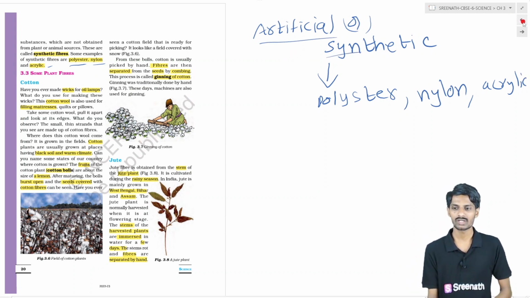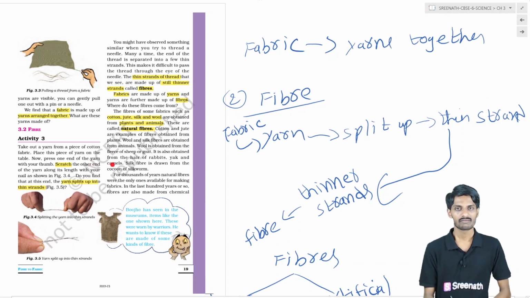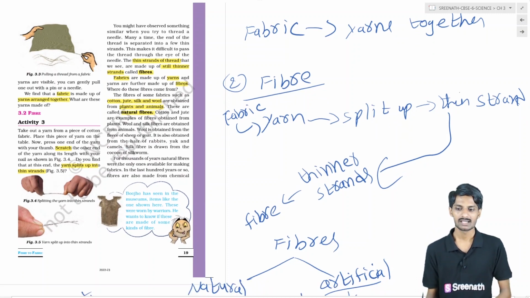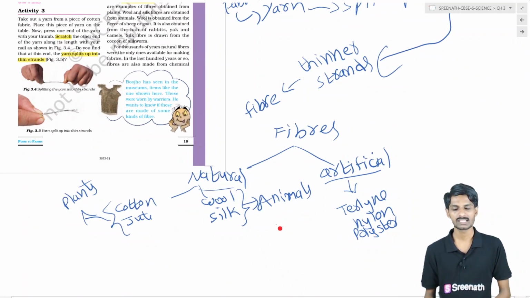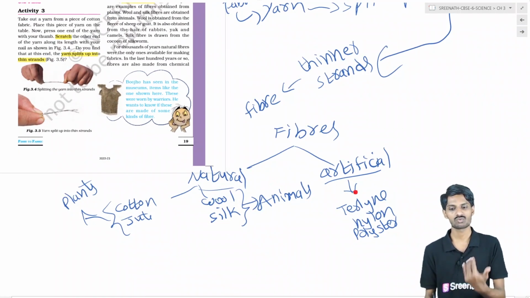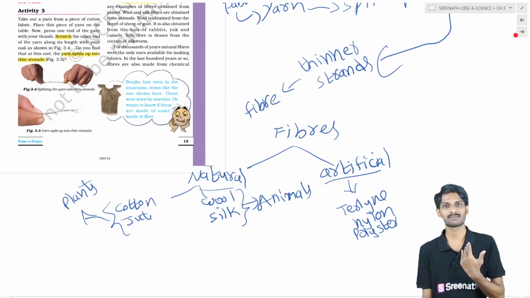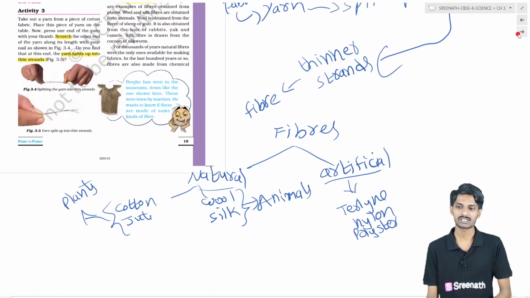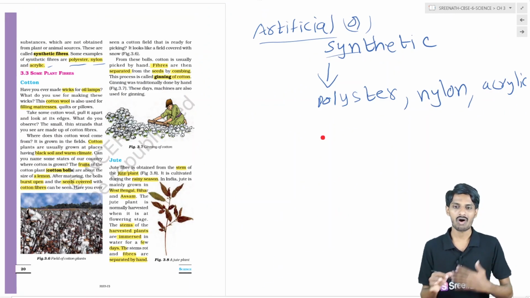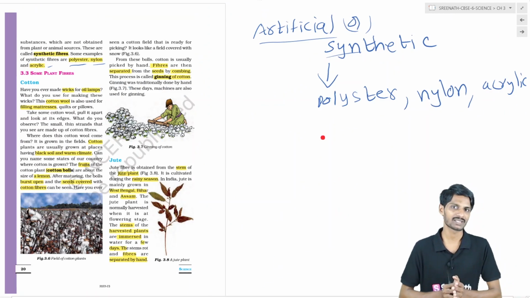So we have understood how fiber is formed, what fiber is, what the different types of fibers are, what natural fibers and artificial fibers are, what the examples of natural and artificial fibers are, and how natural fibers come. So all these we have discussed in this second topic.